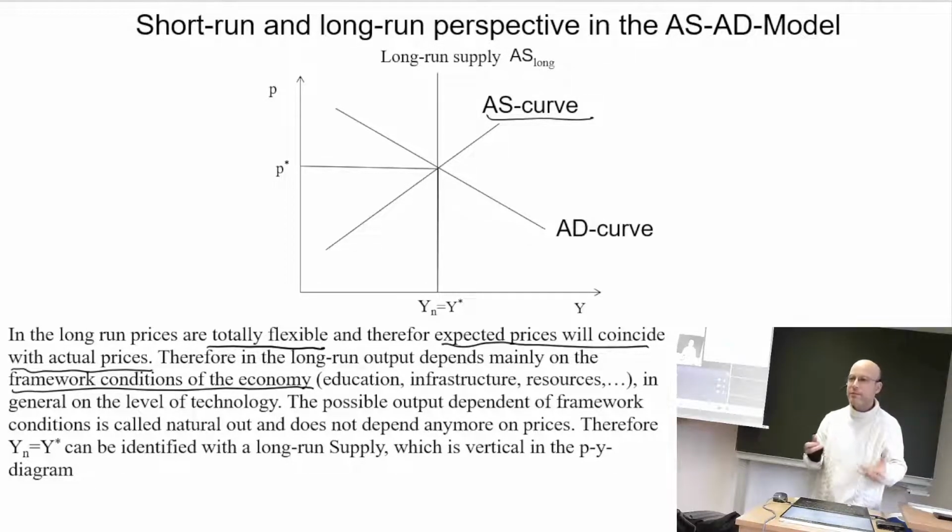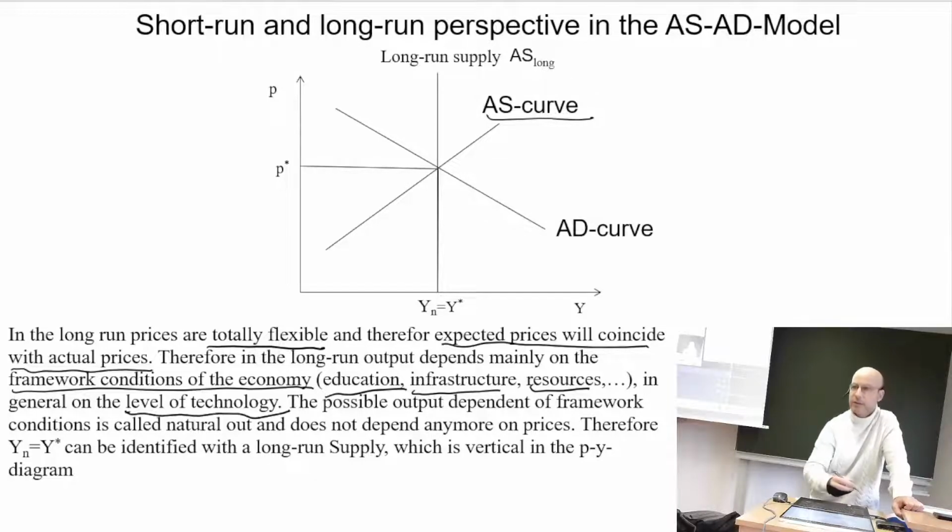And what is meant by this framework? By this framework, we mean what you are right now doing. What is the level of education in our economy? How smart are our people? How good is our infrastructure in our economy? What kind of natural resources do we have? And in general, we call this the level of technology. So to speak, we could say, how good can we produce?